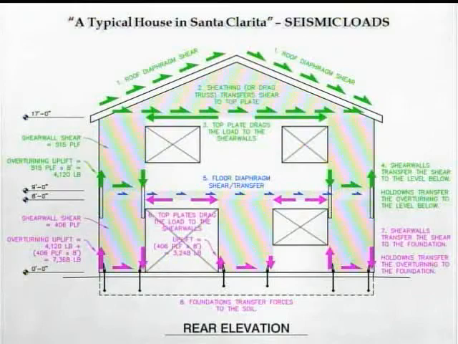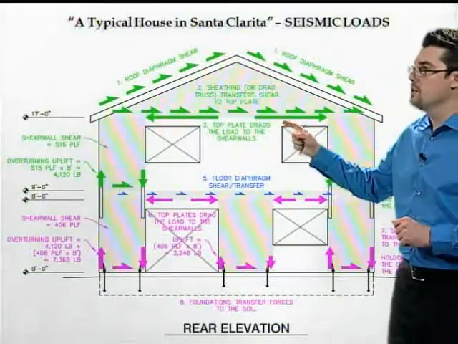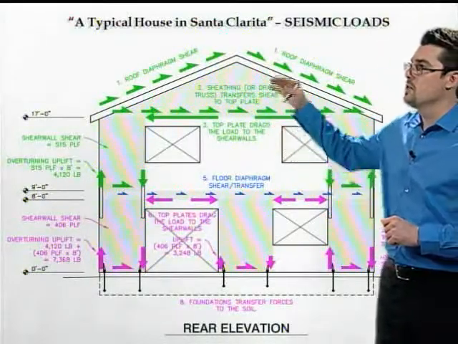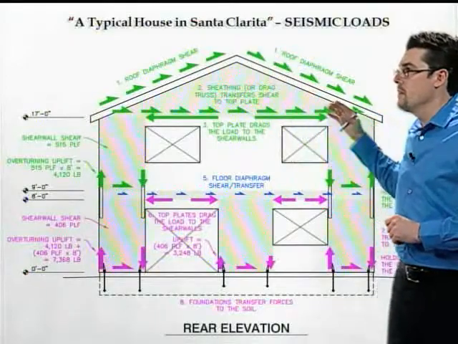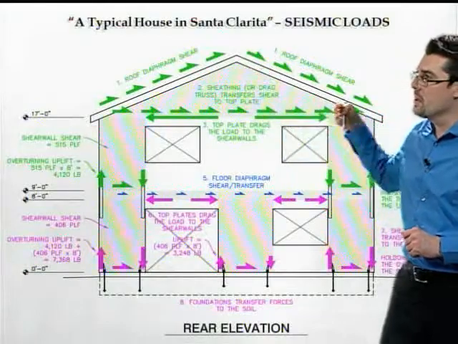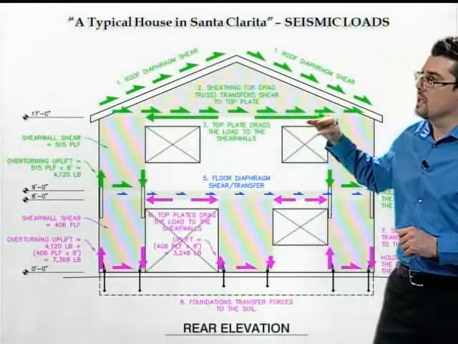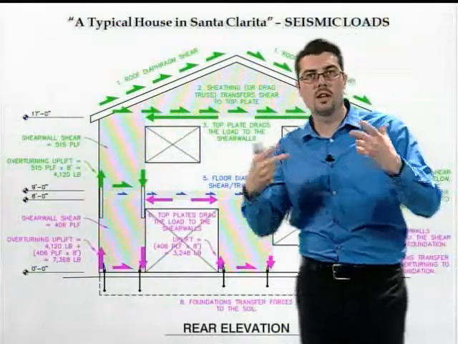So step one is roof diaphragm shear. Step two is the sheathing above the top plate. Step three is the top plate itself. And notice how I say the top plate drags the load to the shear walls. So the shear in the roof here is a shear per foot, and that transfers down. So along here I have shear per foot. Once I get into that top plate, remember the top plate is what we call a collector.